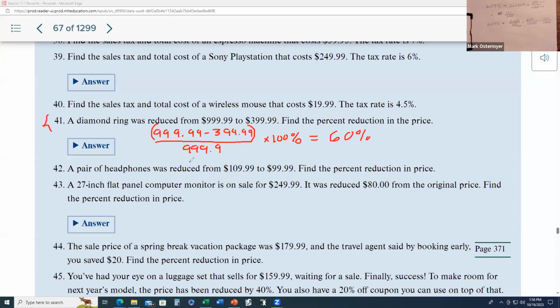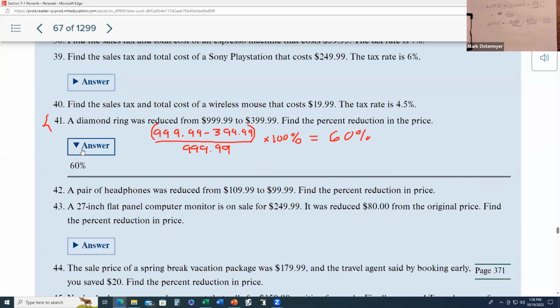All right, my formula, take the big number minus the small number, that represents the amount of decrease, and divide the amount of decrease by the original number, which is $999.99. And then you multiply this by 100% and you get 60% reduction. Anybody get that? 60% reduction.